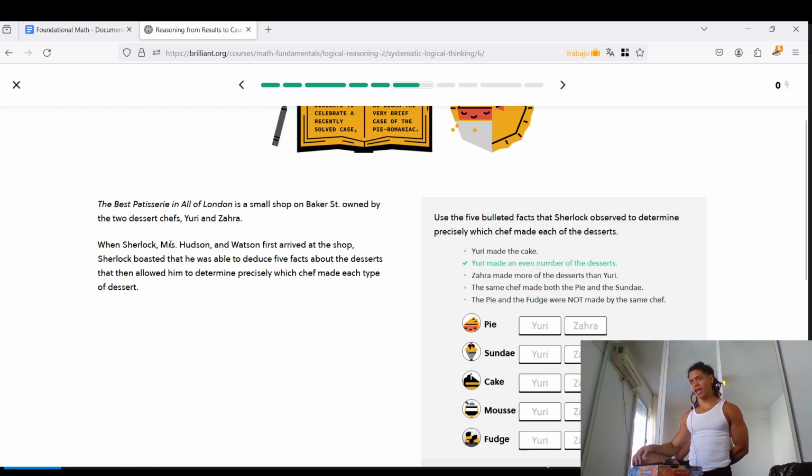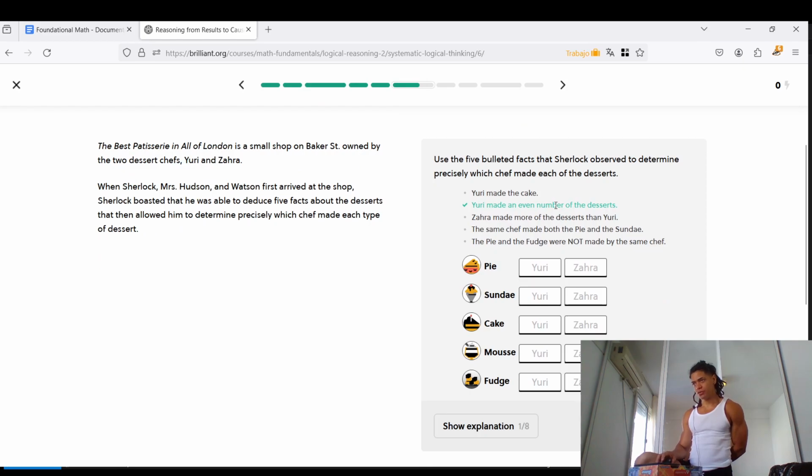Sherlock boasts that he was able to deduce five facts about the desserts that then allow him to determine precisely which chef made each type of dessert. So we are assuming that his deductions are based on his infallible observation and skill. So use the five bullet facts that Sherlock observed to determine precisely which chef made each of the desserts.